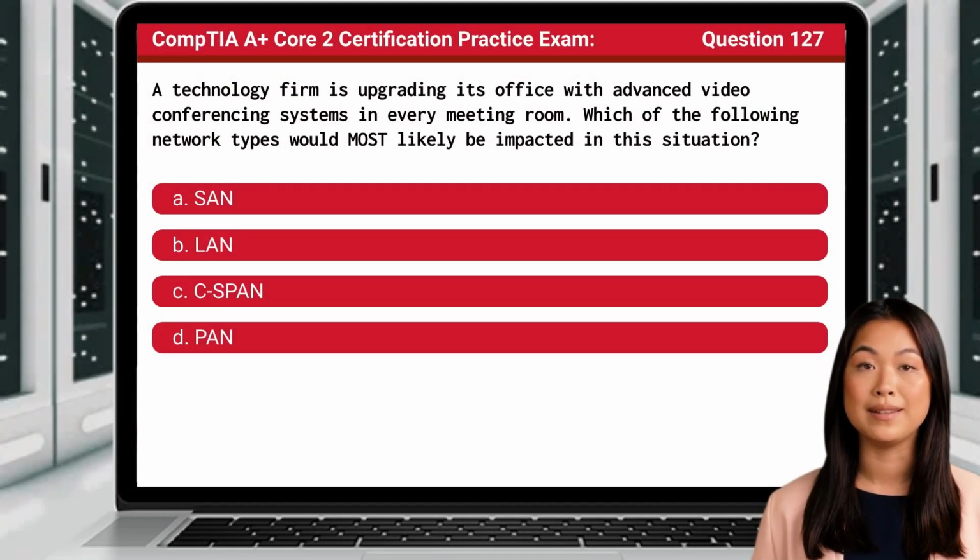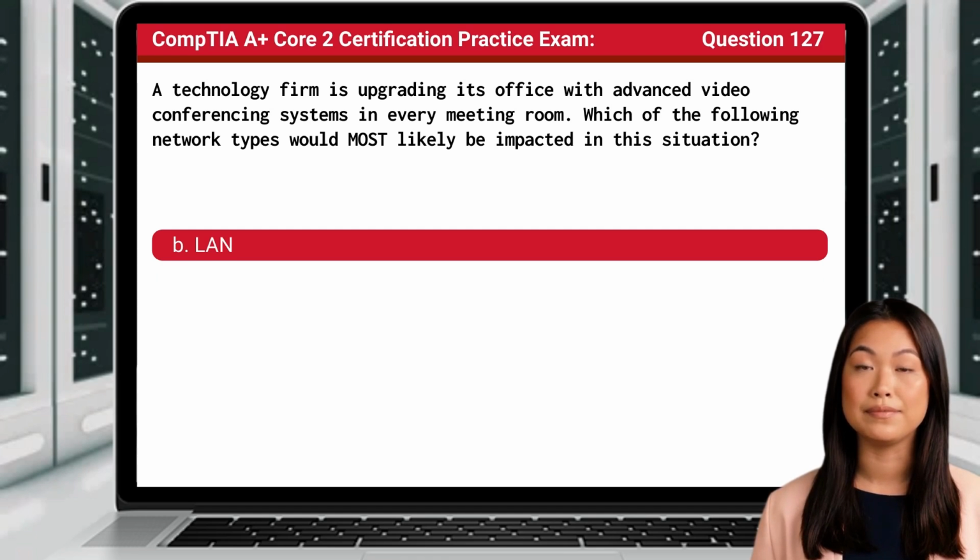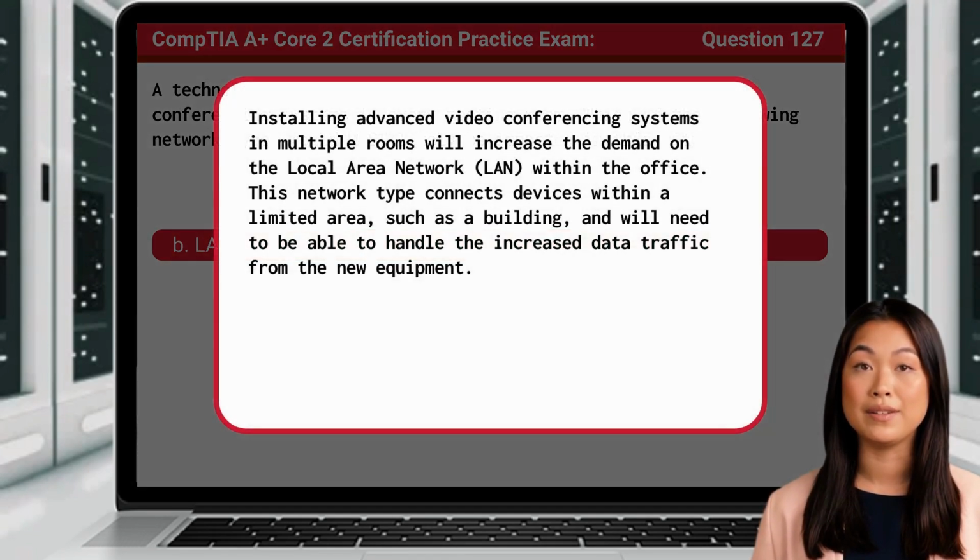Question 127. A technology firm is upgrading its office with advanced video conferencing systems in every meeting room. Which of the following network types would most likely be impacted in this situation? The answer is B. LAN. Installing advanced video conferencing systems in multiple rooms will increase the demand on the local area network, or LAN, within the office. This network type connects devices within a limited area, such as a building, and will need to be able to handle the increased data traffic from the new equipment.